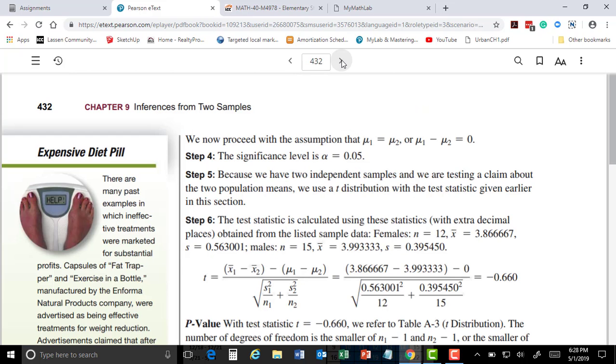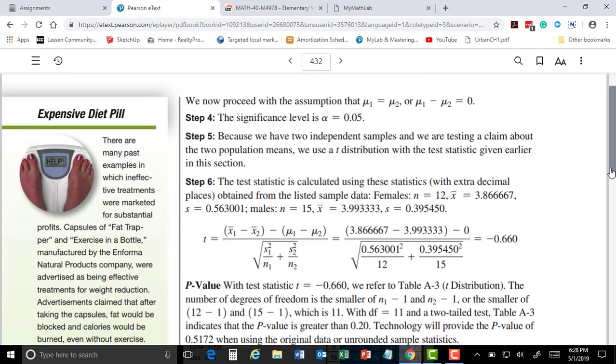Now, it looks to be getting complicated, but it's just tedious. So here is the significance level. They're telling us what the significance level is. That would represent a confidence level of 0.95, but this is alpha. Because the 2 samples are independent, we are testing a claim about 2 population means, and we use the t distribution, because n was less than 30.